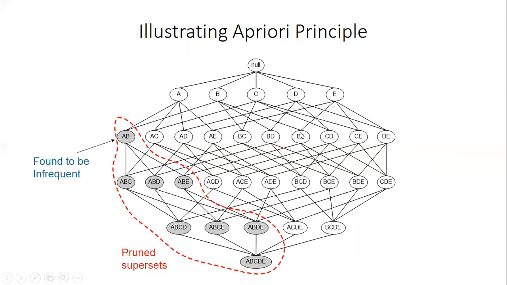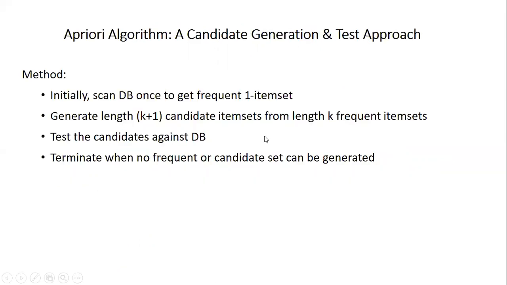So computationally it has become cheaper compared to the naive algorithm. The computational cost has been reduced. Okay. So next, how the apriori algorithm will work.